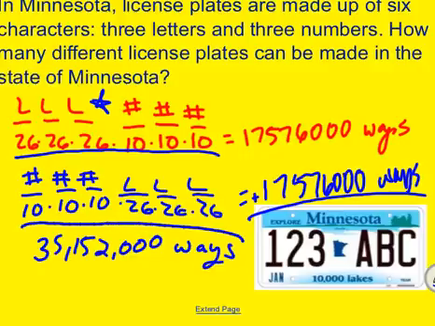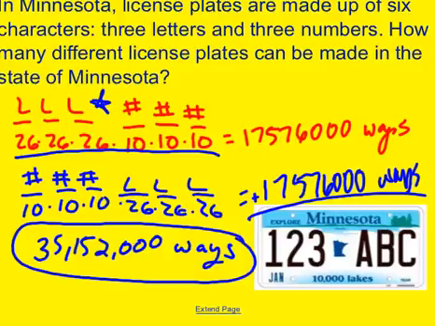So if we have that many combinations of people in Minnesota, they might run out eventually if they have 35 million people here, but we don't have quite that many yet. So we should be good on the different combinations of license plates. There are a ton of ways to make different combinations.